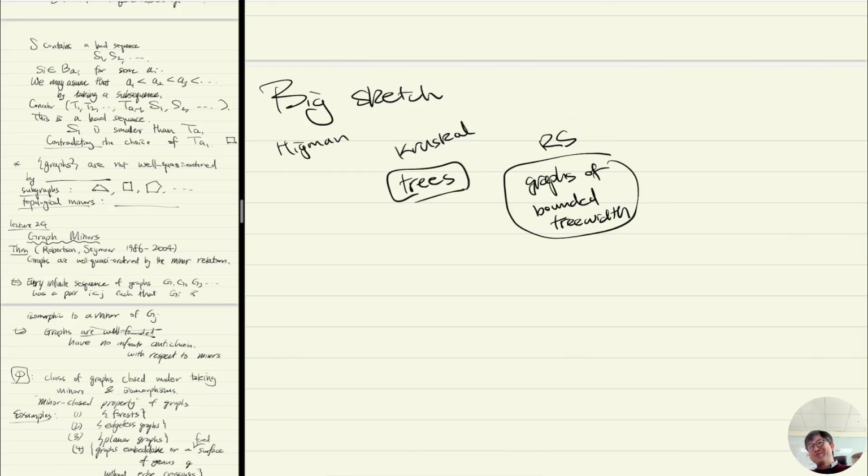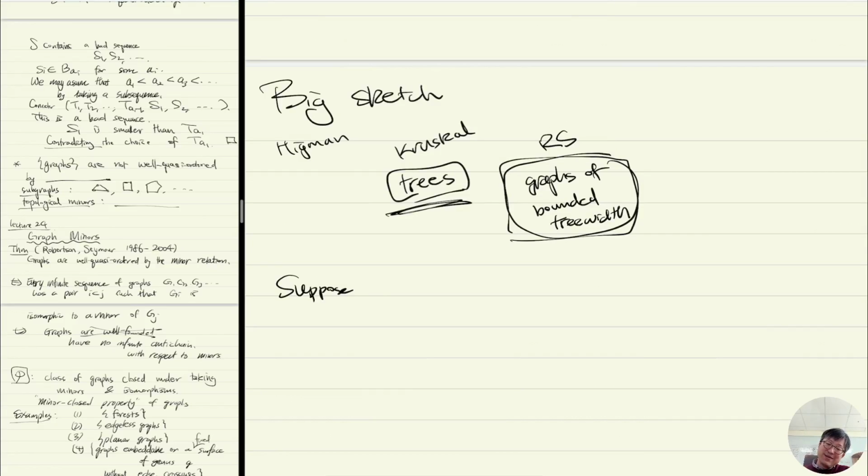I'm not going to be very precise now, but you can think of graphs of bounded tree width as something like trees, but slightly more thick. Tree width 1 graphs are precisely trees, forests. And by using Kruskal's theorem, Robertson and Seymour proved that graphs of tree width at most k are also well-quasi-ordered by minors.